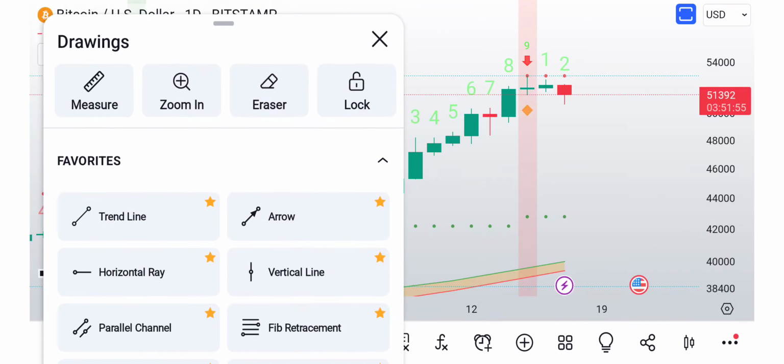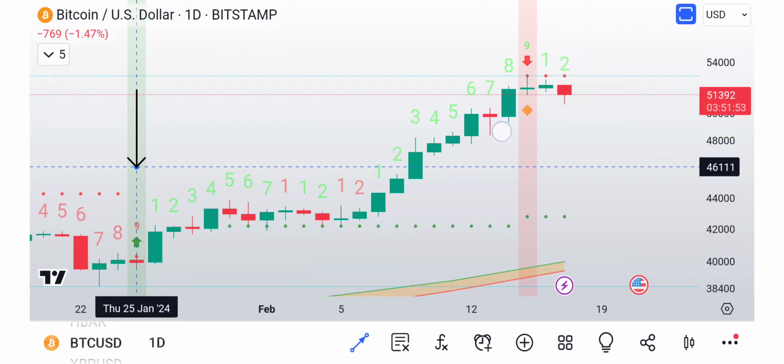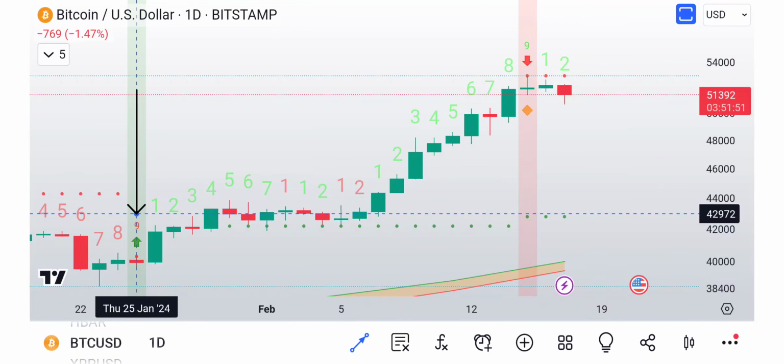But basically, if you don't know what TD Sequential is, just Google it, right? TD Sequential, what is it? And they'll do a way better job at explaining it. There are YouTube videos about it. There are TradingView forums about it. Essentially, it's an exhaustion indicator.